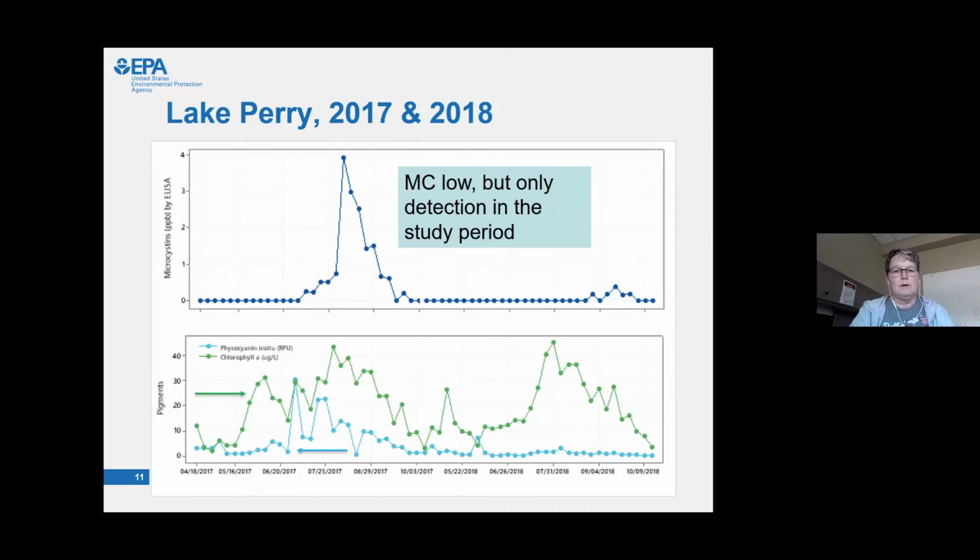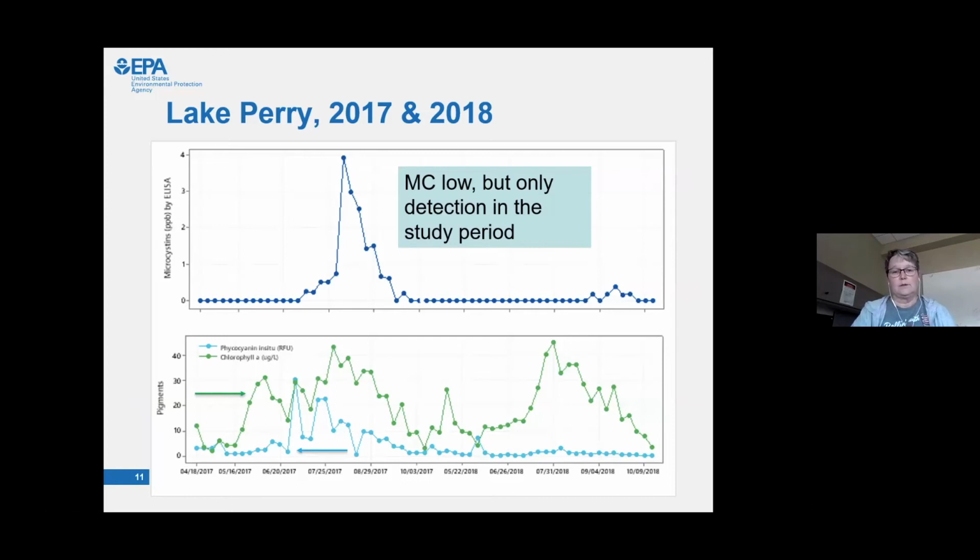Okay, so this is the same graph of the microcystin concentrations by ELISA on the top, and what you see below are the two pigments that we measured. The green is the typical chlorophyll pigment, and it did show higher concentrations during the summer months, which you would expect as the growth of the lake. And then the blue line there is phycocyanin that we measured when we collected our samples. So you can see we got a phycocyanin spike just prior to detection of the toxins in the lake.